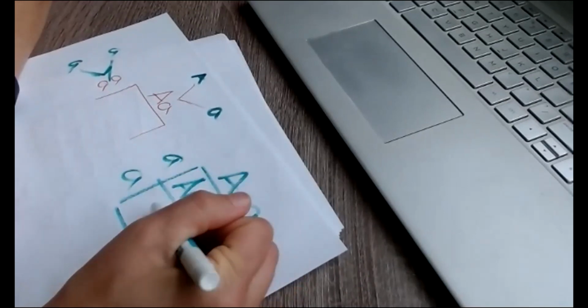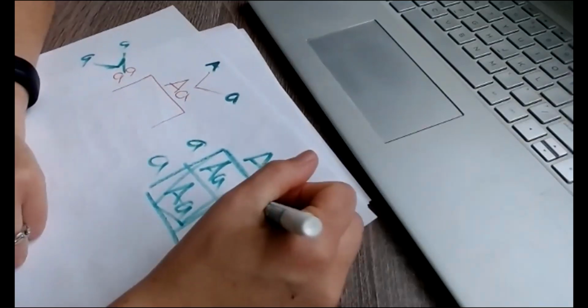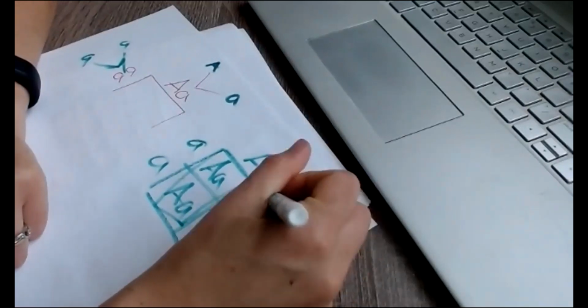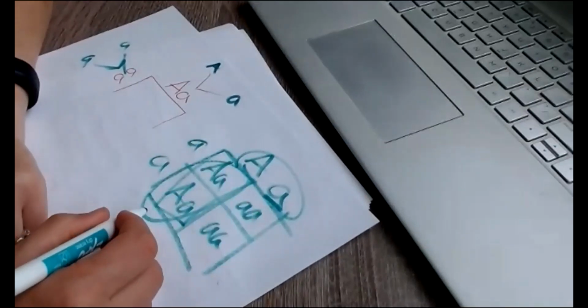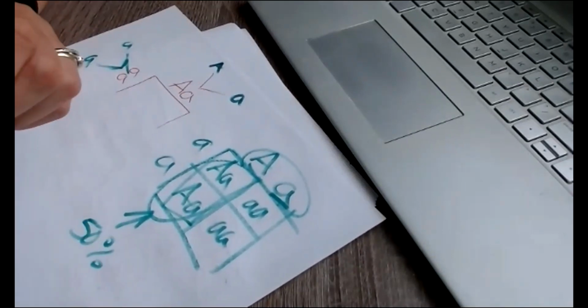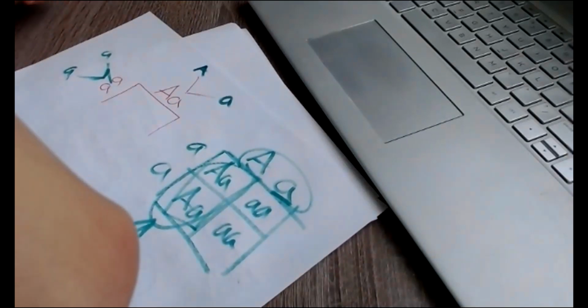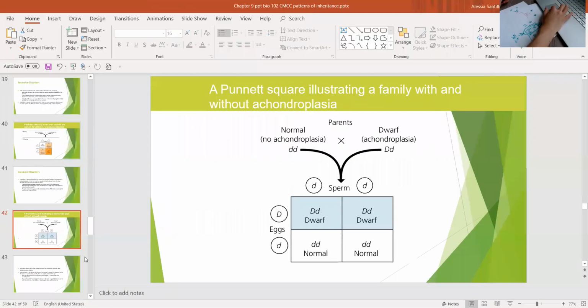So the big A is going to be passed on to these two possible offspring. And then here we're going to get the little a from them. And so because of this, if you have achondroplasia, 2 out of 4, 50% of your children may develop achondroplasia as well. That's basically what that was saying. Instead of saying A, they used the letter D in this case.